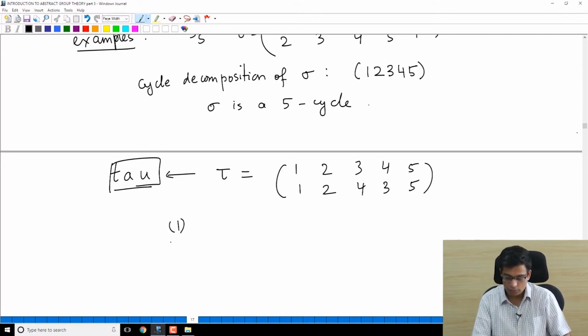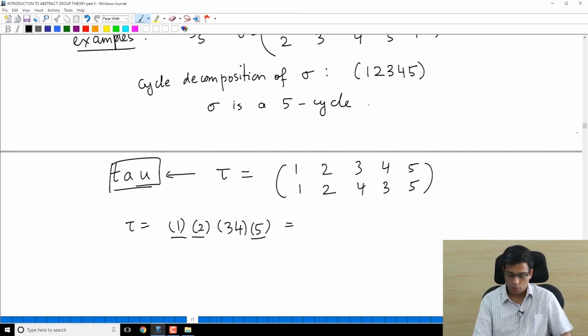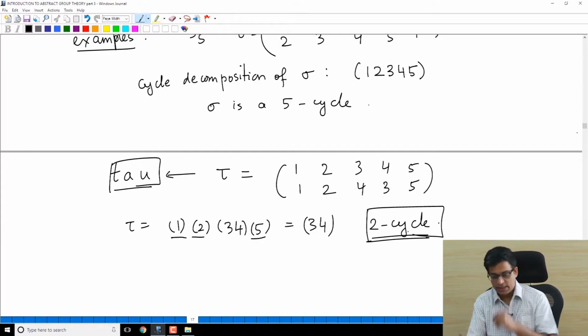1 goes to 1, so that is just a 1 cycle. 2 goes to 2, again it's a 1 cycle. Now you start with 3, which is the index not covered yet. 3 goes to 4 and 4 goes to 3. So you close the bracket and finally 5 goes to 5. So this is tau. But remember our convention, we don't write 1 cycles because it is unnecessary. There is no information that you gain by writing 1, 2 and 5. So see, tau is just a 2 cycle.